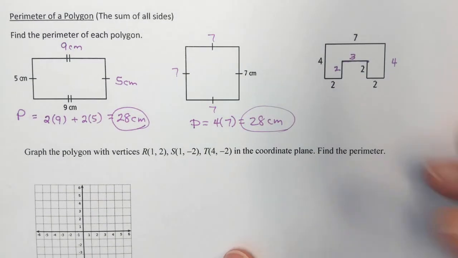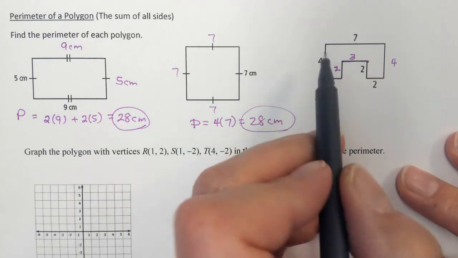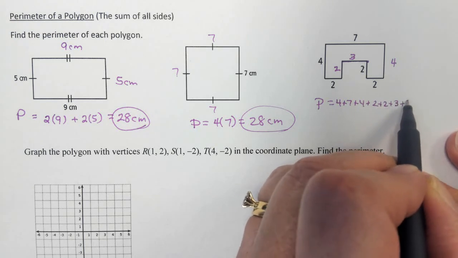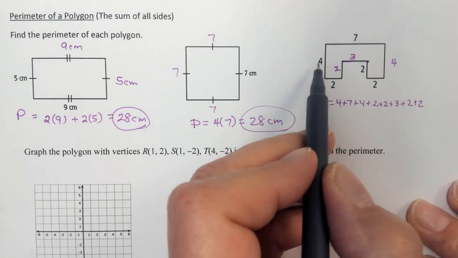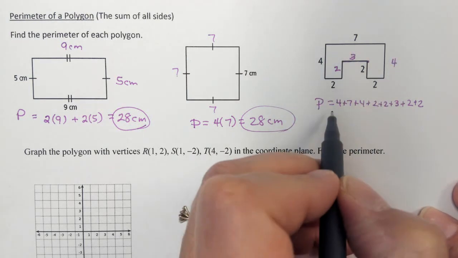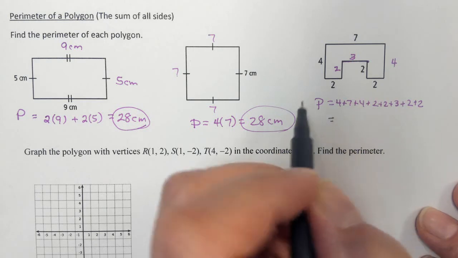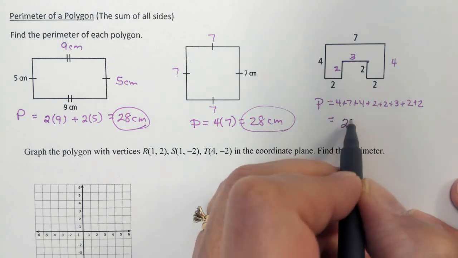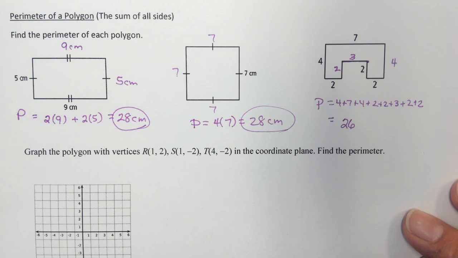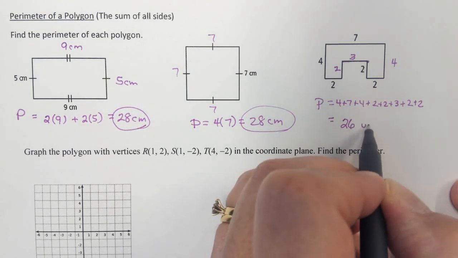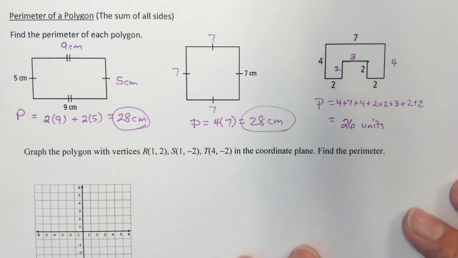Then you can add all your pieces together. So 4 plus 7 plus 4 plus 2 plus 2 plus 3 plus 2 plus 2. I would start at any one side and go around in a circle to make sure that I don't leave any out. When we add all that up, we get 11, 15, 17, 19, 22, 24, 26. Did I add something goofy? Nope, that's right. I get 26 for a total. 26 units. I don't know what the units are, so I'm just going to call them units.